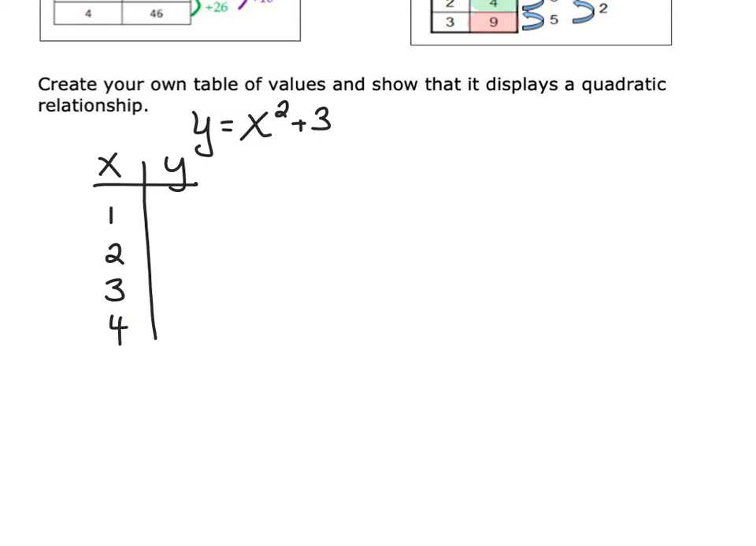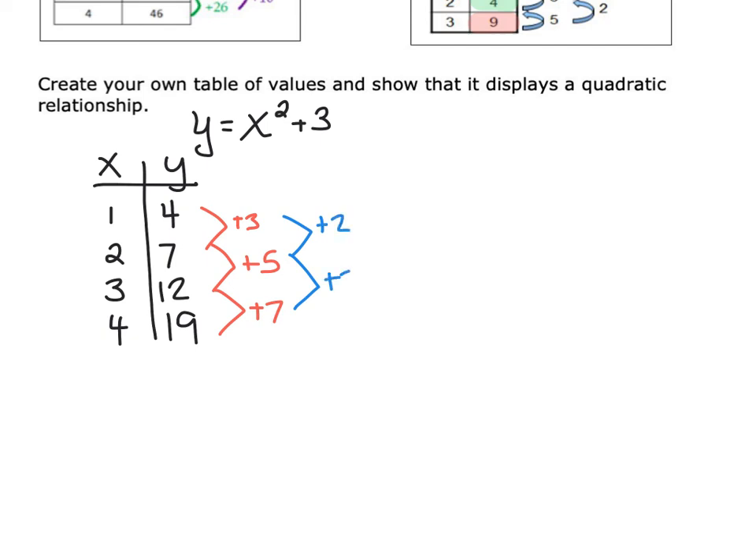So 1 squared is 1, plus 3 is 4, 2 squared is 4, plus 3 is 7, 3 squared is 9, plus 3 is 12, 4 squared is 16, plus 3 is 19. And now I'm going to illustrate. Okay, so I'm going to look at my first difference here. So this is going up by 3, up by 5, up by 7. My second difference going up by 2, and it's constant, so I'm illustrating that I do have this quadratic relationship.